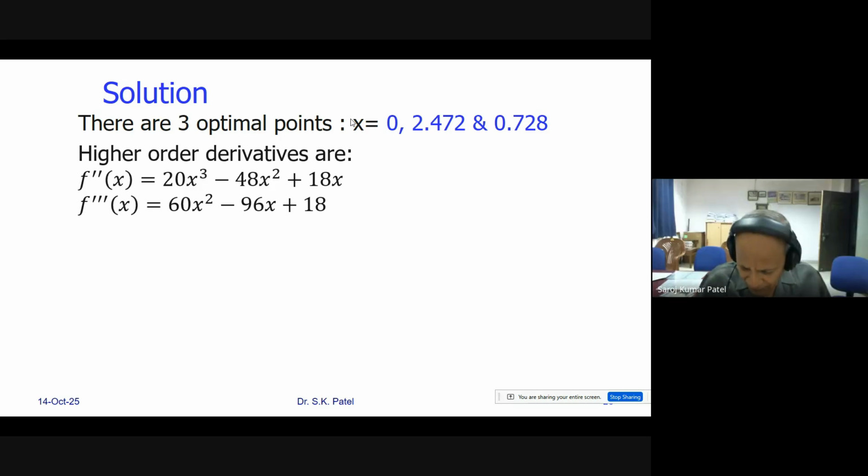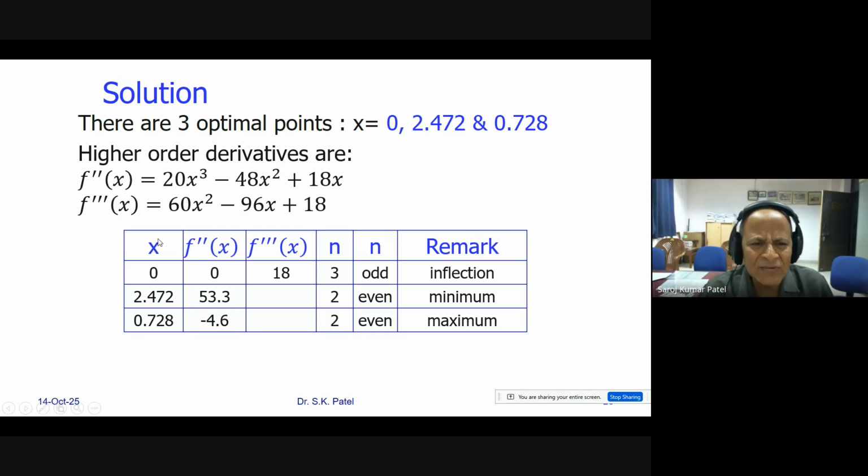Yeah, thank you. So now let us check x is equal to 0. What will be the value of the second order derivative f double dash x when x is equal to 0? So x cube is 0, x square will be 0, and x will be 0. So the total value will be 0. So we will not stop here because we are not getting a non-zero value. So at x equal to 0, you try the third order derivative. Let us put x equal to 0. So 60x square will be 0, 96x will be 0, and 18 will remain. So 18 we get for the first time a non-zero value.